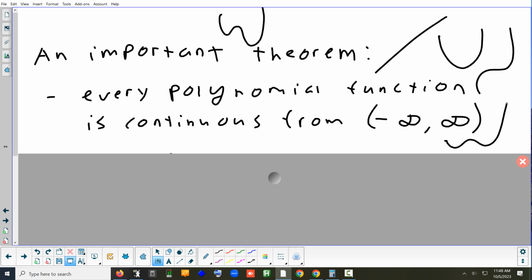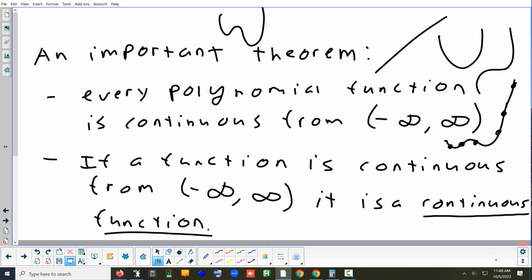And when I say you can draw it without lifting it, I mean you can start anywhere. You can stop anywhere, and you'll never have to lift it. Whether you start here and stop here, start there and stop there, it doesn't matter. On a polynomial, you can pick any start point, any stop point, and you'll never have to lift your pencil between the start and the stop. And that's called a continuous function.